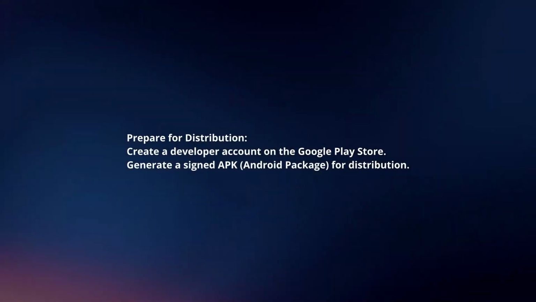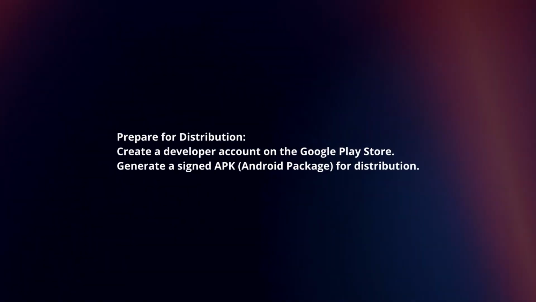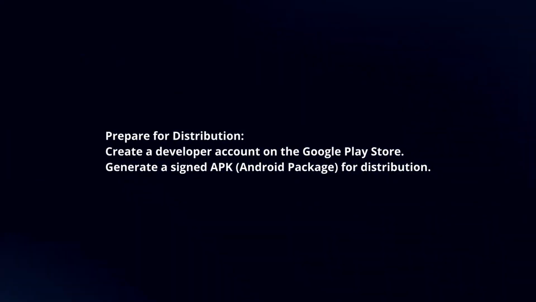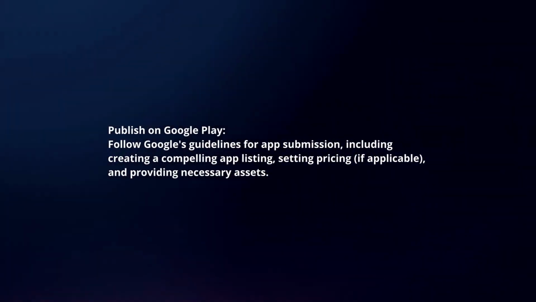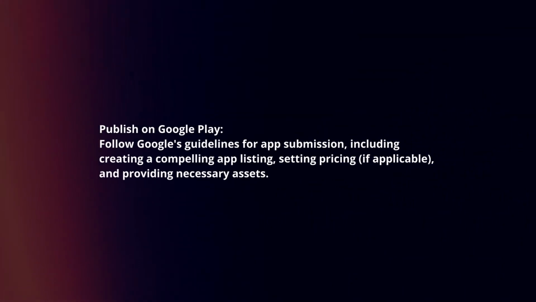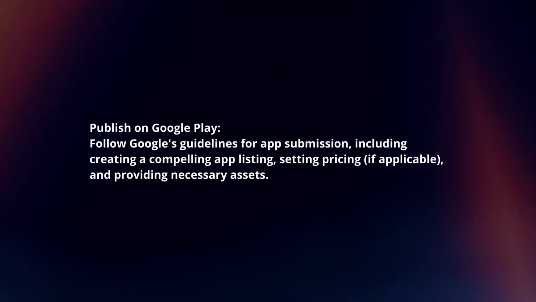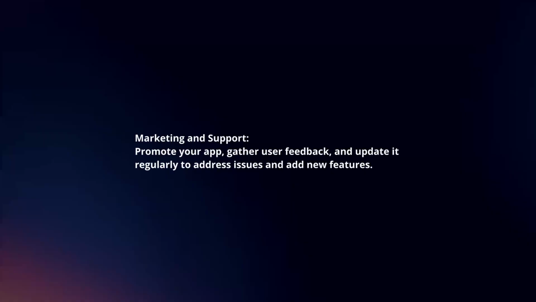Prepare for distribution. Create a developer account on the Google Play Store. Generate a signed APK for distribution. Publish on Google Play. Follow Google's guidelines for app submission, including creating a compelling app listing, setting pricing, and providing necessary assets.